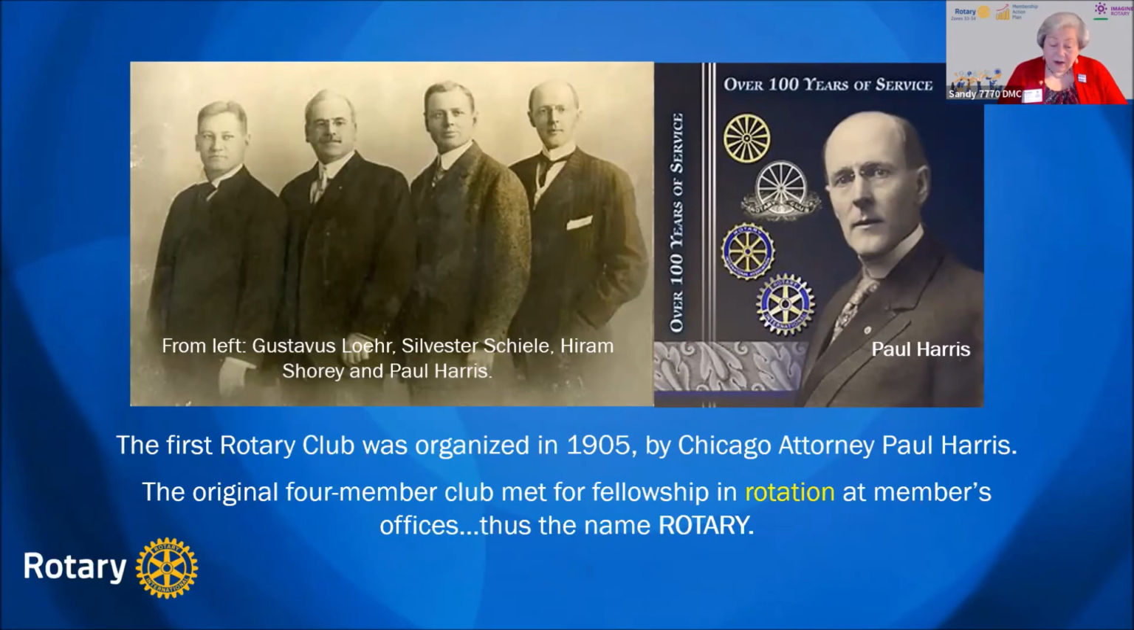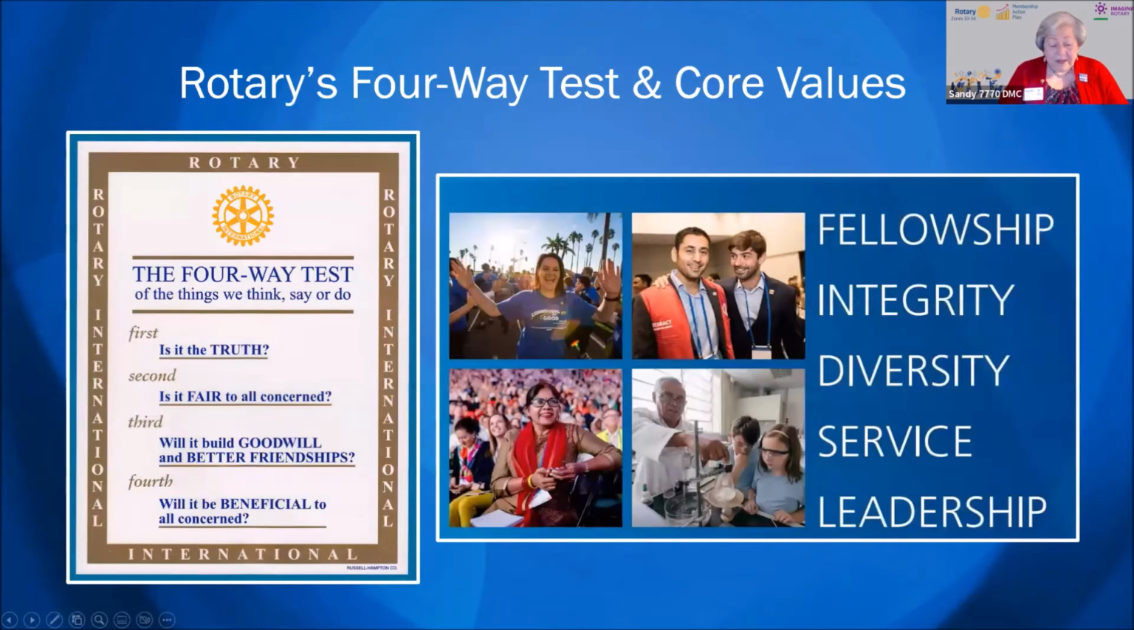Our founder, Paul Harris, gathered 3 friends together in 1905 for fellowship and friendship, 2 of the core values that are still an important part of who we are today. We explain the 4-way test is 4 questions Rotary members use to guide our personal and professional lives. That way, when potential members attend a club meeting, they will better understand what's going on when club members stand up at the end of the meeting to say the 4-way test together. This helps them appreciate the high ethical standards of the organization that they are thinking about joining.